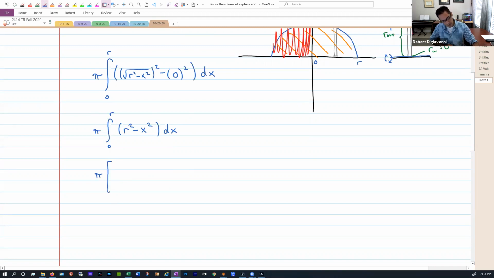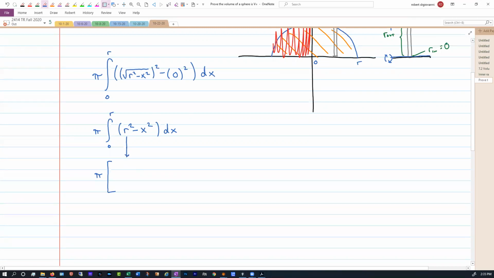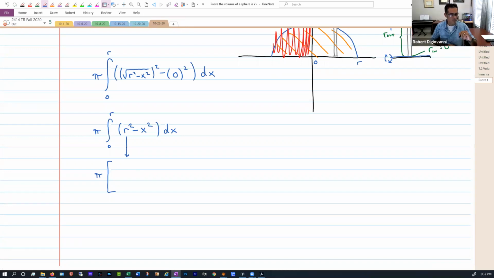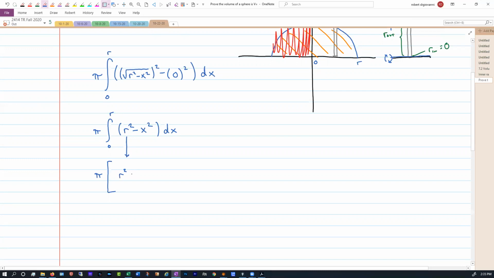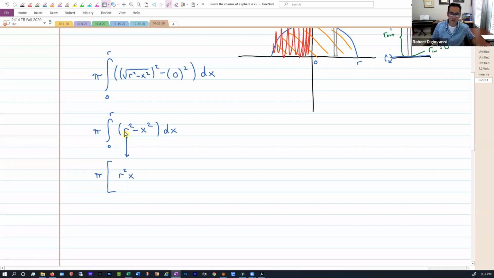So what is the antiderivative? Careful. What is the antiderivative of r squared? 1/3 r cubed? No, r is not a variable. Our variable is x. So r squared x. R squared is a number. Maybe it's 100. Who knows what it is? The antiderivative of 100 would be 100x. So whatever the constant is with an x next to it is the antiderivative. Now this one is the 1/3 x cubed. And we're going to evaluate that from 0 to r.